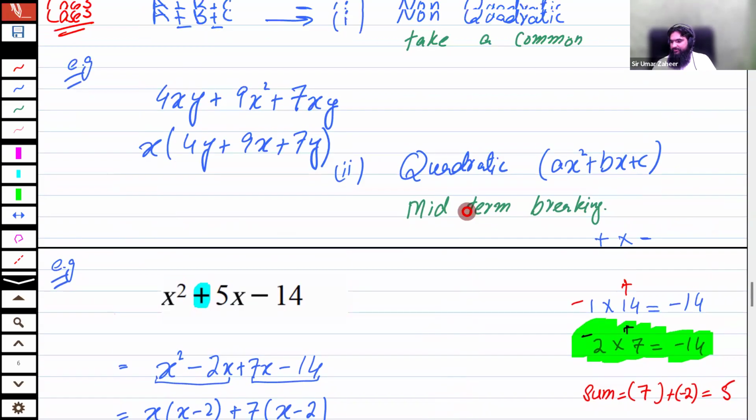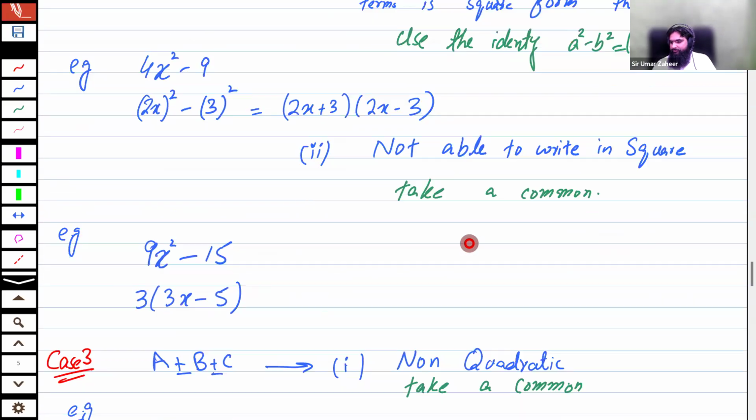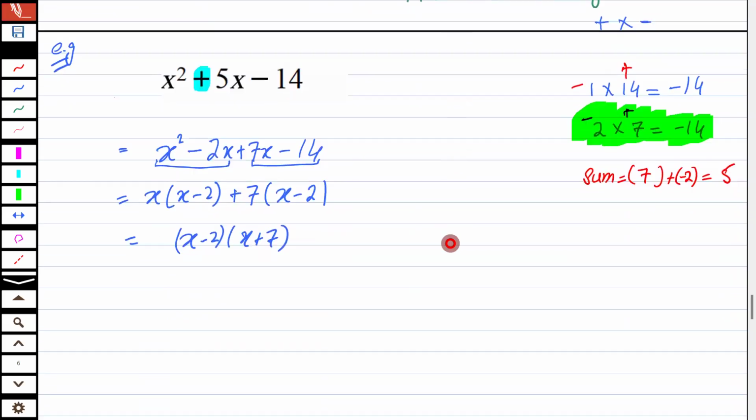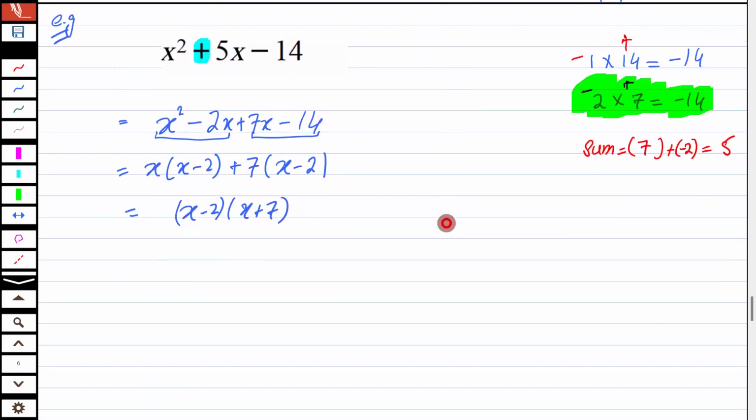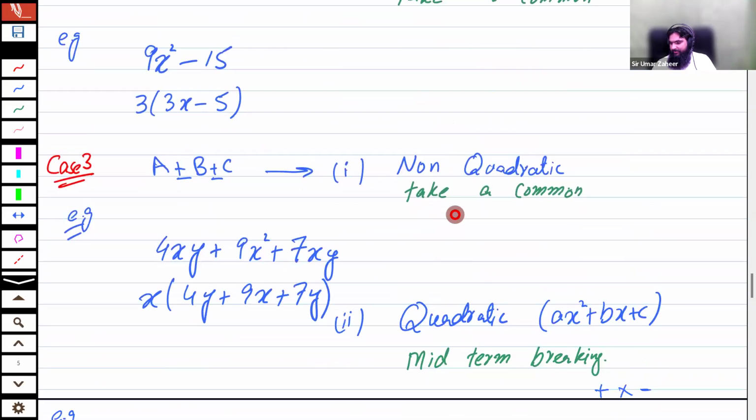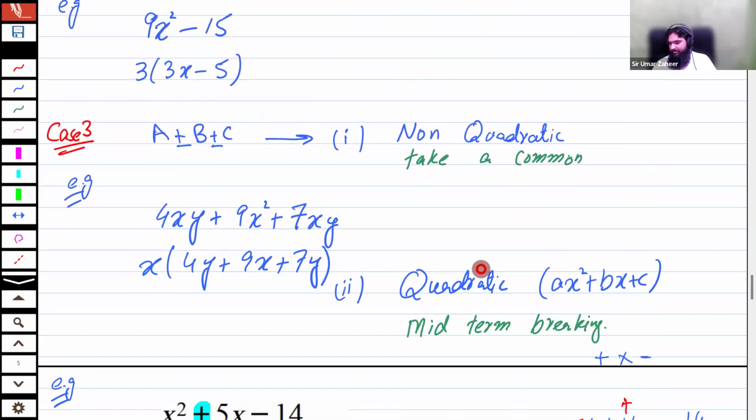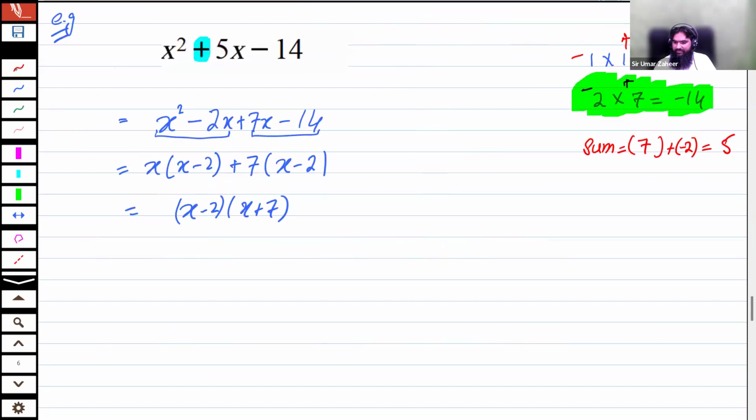Yes, everyone. Any question? No, sir. All right, this is case 3. The first option, it is non-quadratic. Second option, it is quadratic. Now the case 4.